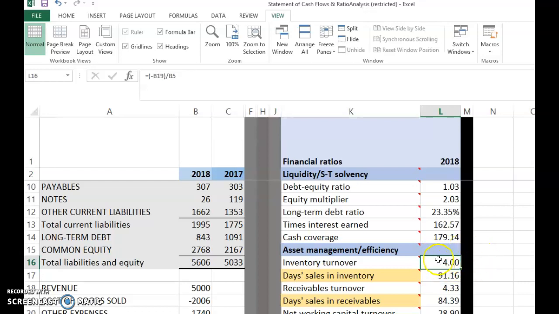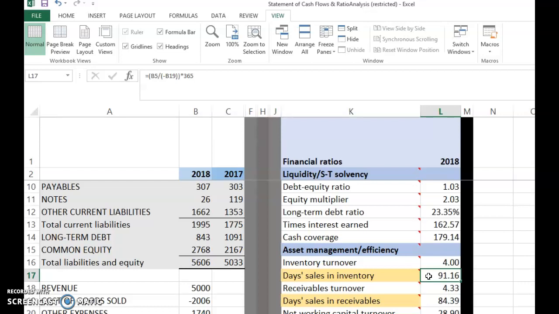Note that if this value is higher, let's say it's 5, then the day sales in inventory will be lower, less than 90. But if this is lower, let's say this is 3, then this will be higher. So if this number 4 is higher than 4, then the company is more efficient in using its inventory to generate sales. But if day sales in inventory is higher, it means the opposite: the company is less efficient in using its inventory to generate sales. You know why? Because it takes longer to sell the inventory.